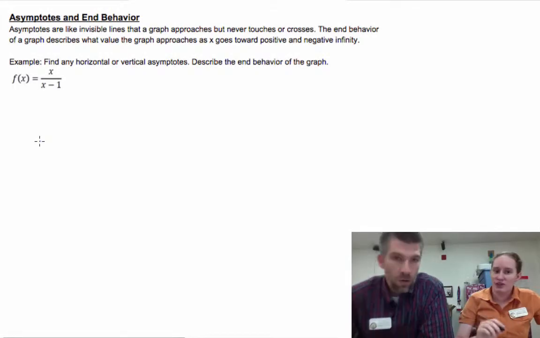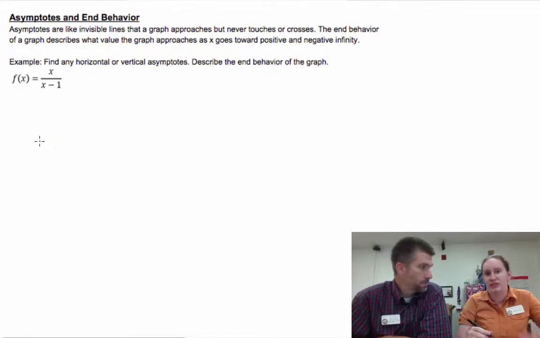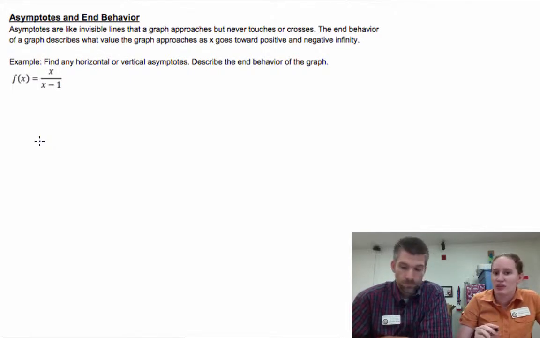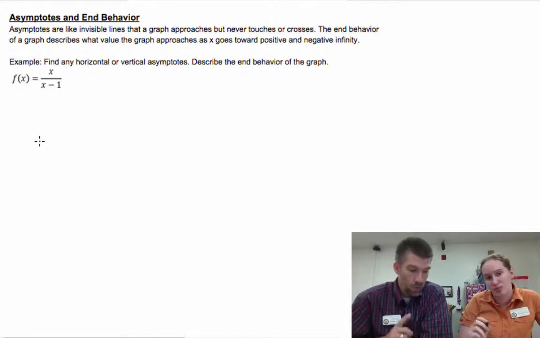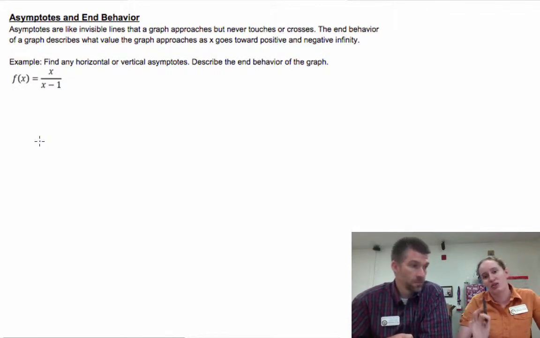Asymptotes and end behavior. So asymptotes, we've kind of addressed a little bit. They are like invisible lines that a graph approaches but never touches or crosses, or rarely crosses. Yeah, but always approaches. Vertical asymptotes never get crossed. Horizontal asymptotes are only really asymptotes out at your end behavior.